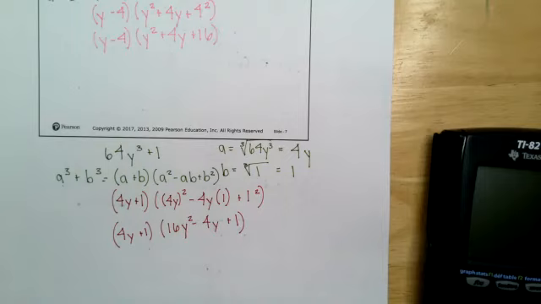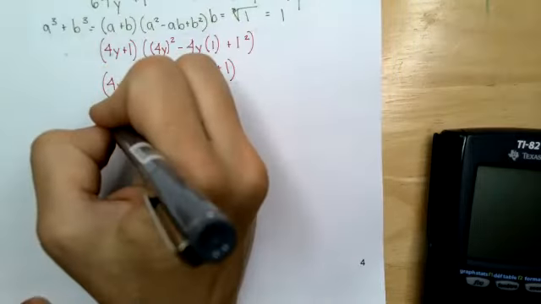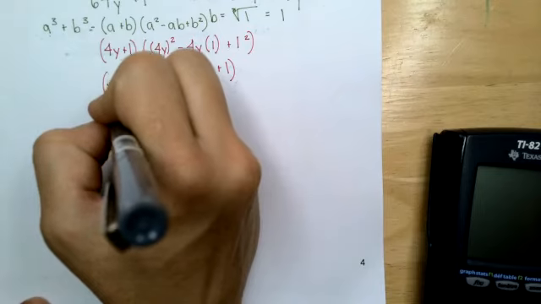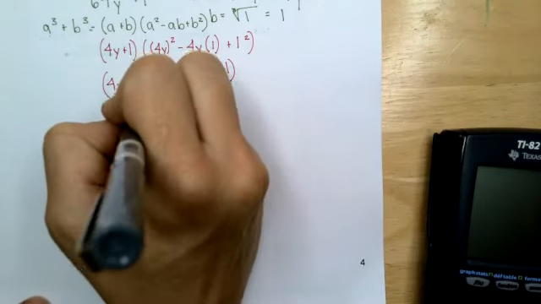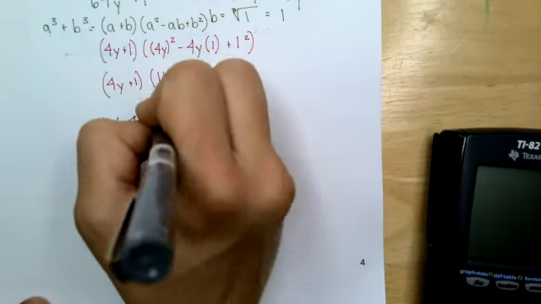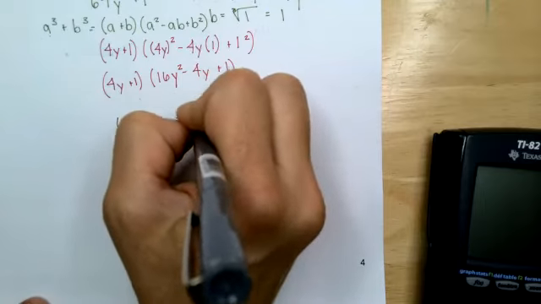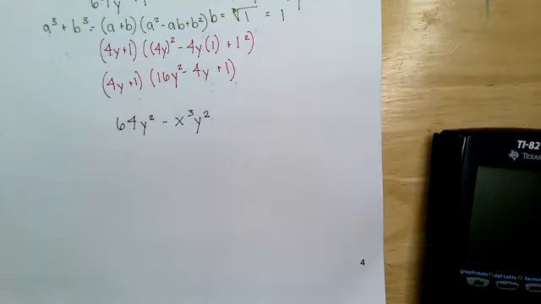All right, we have a second, so I'm just going to do one more example. What if it was 64y squared minus x cubed y squared? What would you do? Talking the whole time, now I ask you. What can you do here?